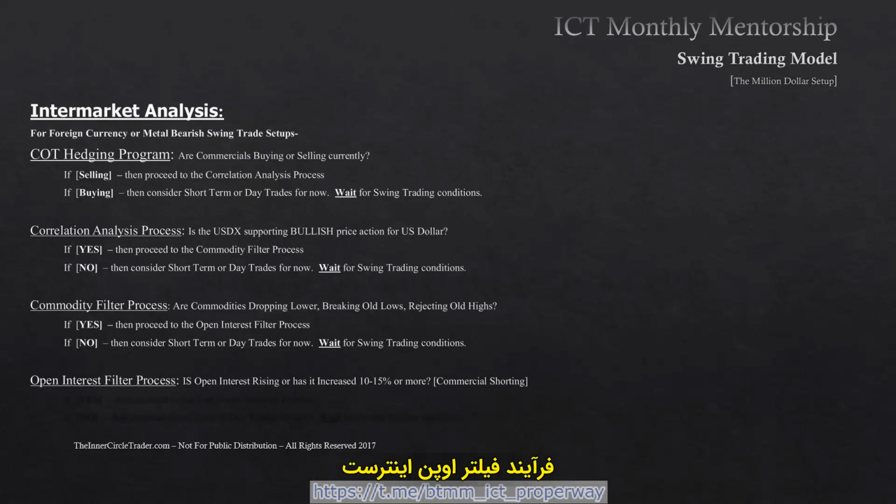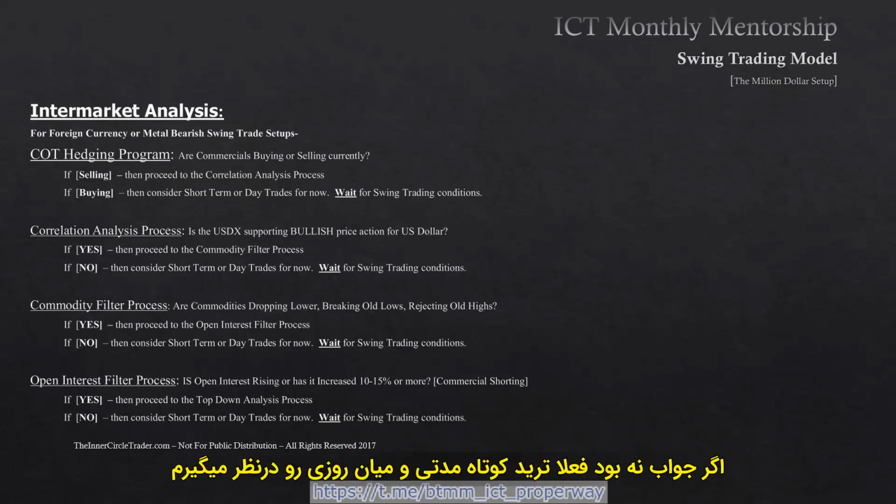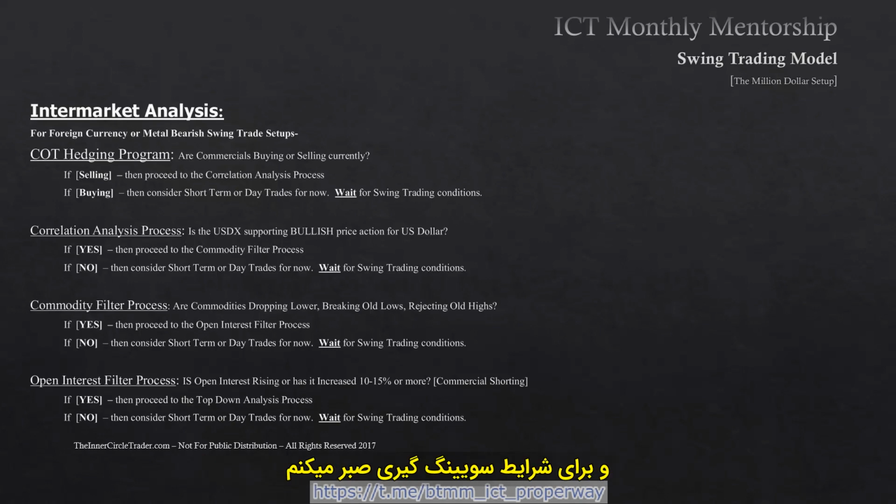Open interest filter process. Is open interest rising or has it increased 10 to 15% or more? This is commercial short selling. If the answer is yes, then proceed to the top-down analysis process. If the answer is no, then consider short-term or day trades for now. Wait for swing trading conditions.